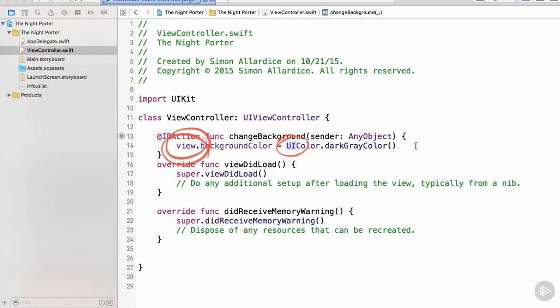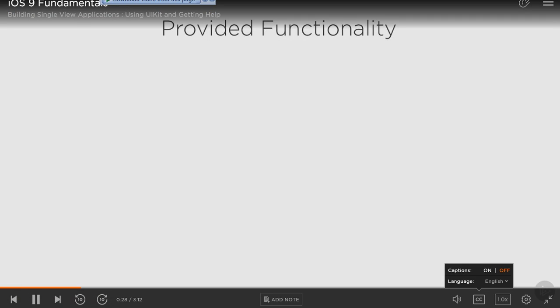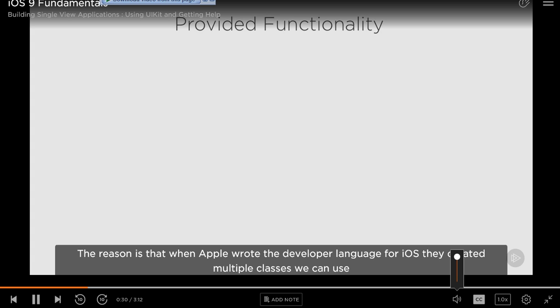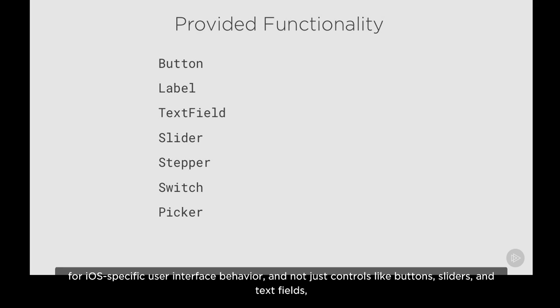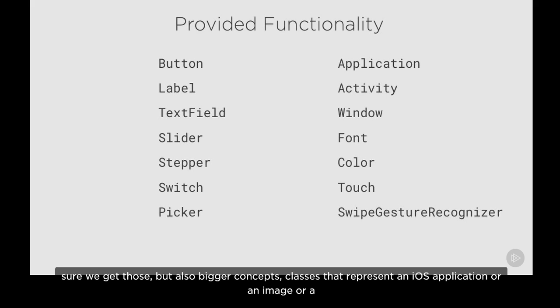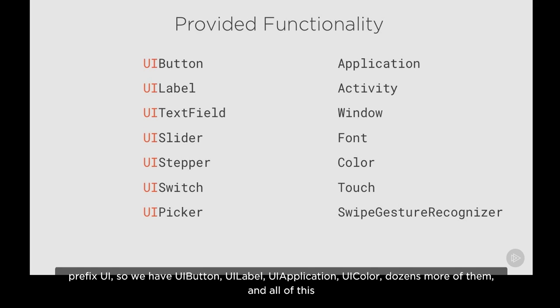In iOS, you'll often see the letters UI as a prefix. It's not the only prefix you're going to see, but UI is the most common here. The reason is that when Apple wrote the developer libraries for iOS, they created multiple classes we can use for iOS-specific user interface behavior, and not just controls like buttons, sliders, and text fields. Sure, we get those, but also bigger concepts, classes that represent an iOS application, or an image, or a color, or a font, or that even contain functionality for a touch or a gesture. And these were all given the prefix UI.